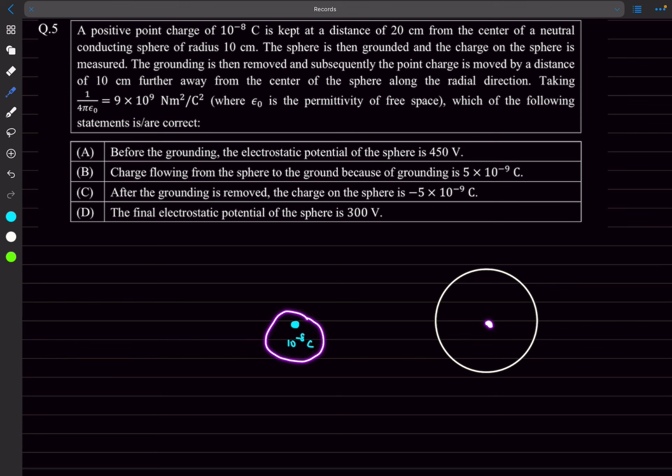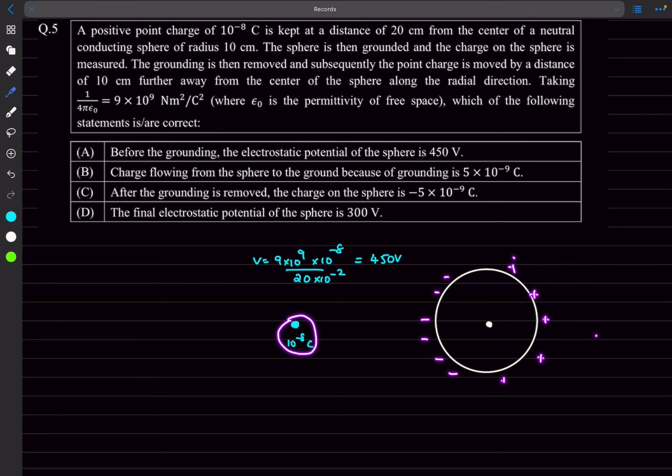The contribution due to this charge is just kq divided by r. So if I take k as 9 into 10 to the power 9, q is 10 to the power minus 8, divided by 20 centimeters, it'll be 900 by 2, which is 450 volt. Now this positive charge will attract more negative density towards this side, and there would be deficiency on the other side.